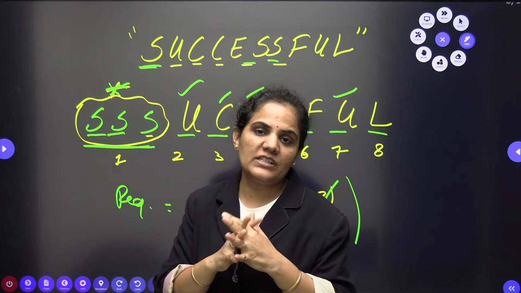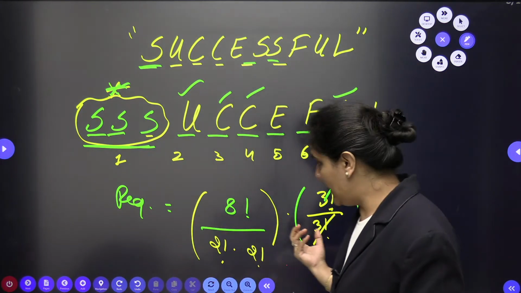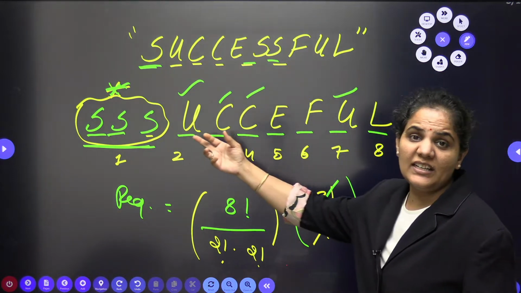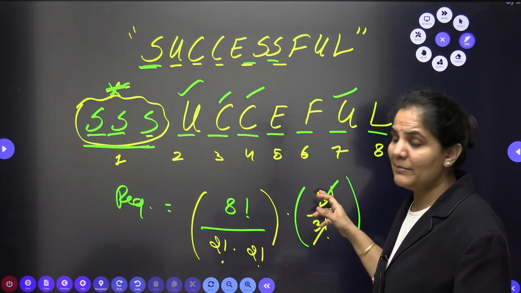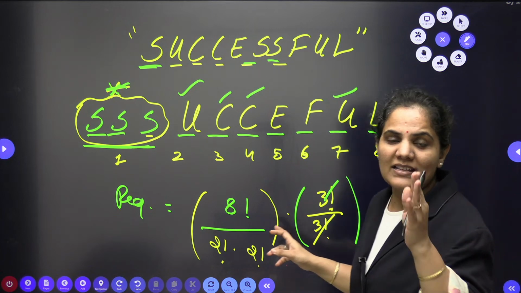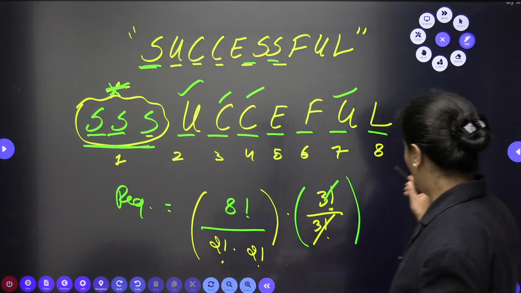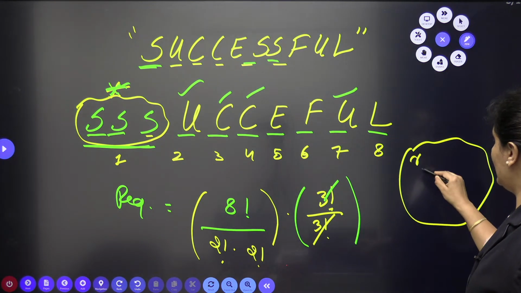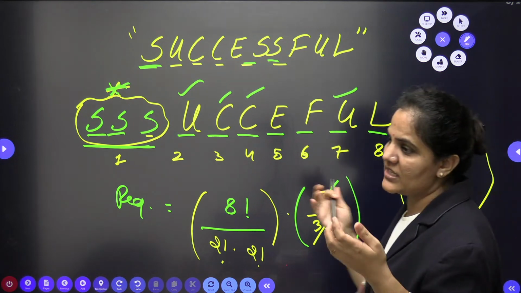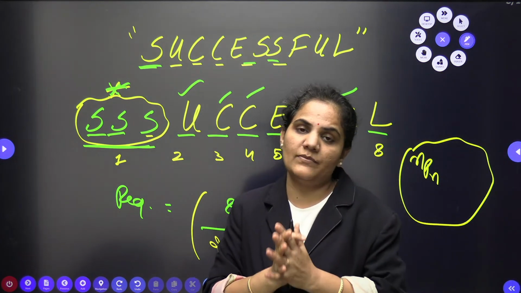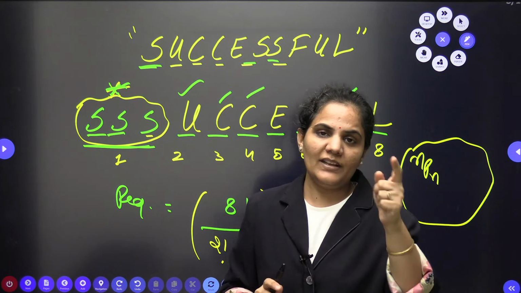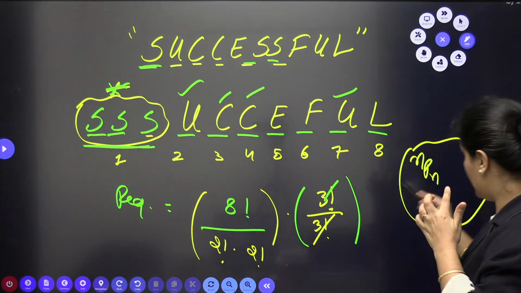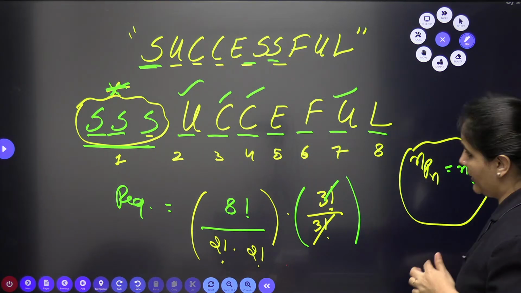If I go with the logical part now, the mathematical part, if I write down the internal arrangement of these 3 S, it will be 3P3 by 3 factorial. If you want to write nPn, if I am having n objects, and out of all n objects I want the arrangement, it will be n factorial. So nPn is always equal to n factorial.